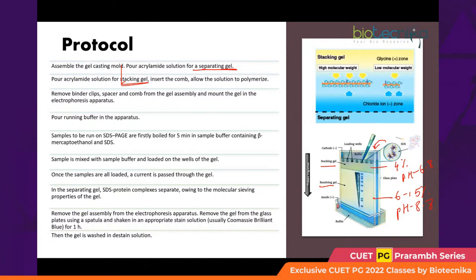So first we will pour the acrylamide solution for the separating gel, and then we have to overlay it with water, because we have to prevent the acrylamide from coming in contact with air if we want to allow it to polymerize. When we overlay it with water, the acrylamide will not come in contact with air and it will polymerize. It will take 20 to 30 minutes to polymerize the gel. Once we see that the gel is polymerized, we will remove the water from the top. Then we will pour the stacking gel, and in the stacking gel will be our wells. So we will insert the comb, and then we will allow the solution to polymerize.